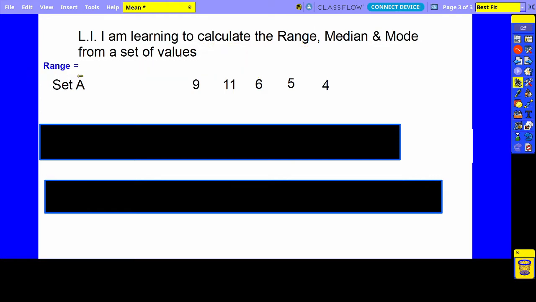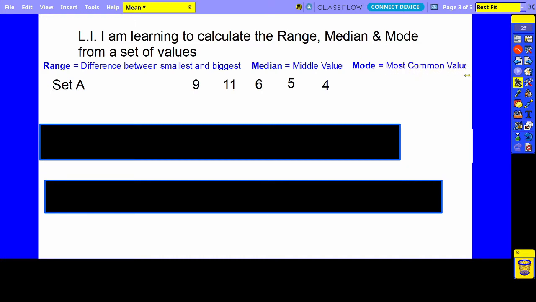So first of all, the range is basically the difference between the smallest and the biggest numbers within a data set. The median is essentially the middle value within a data set. And the mode is the most common value within a data set.